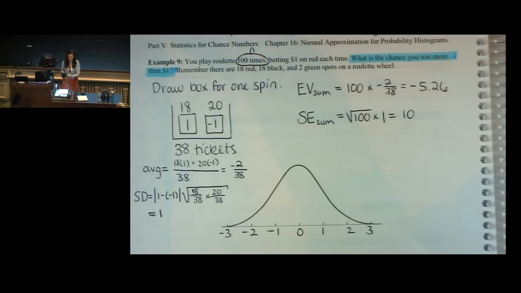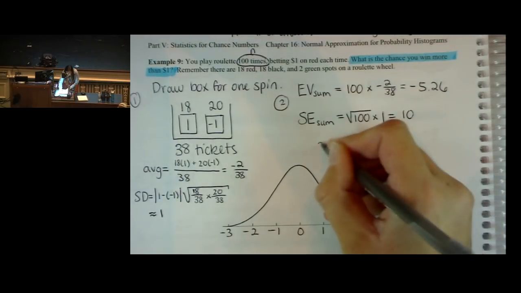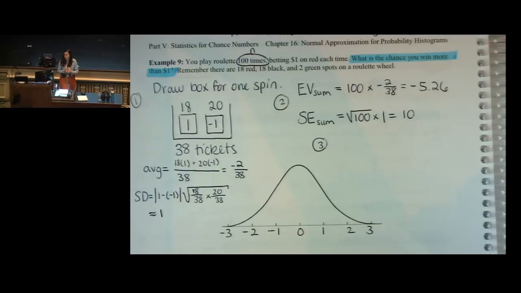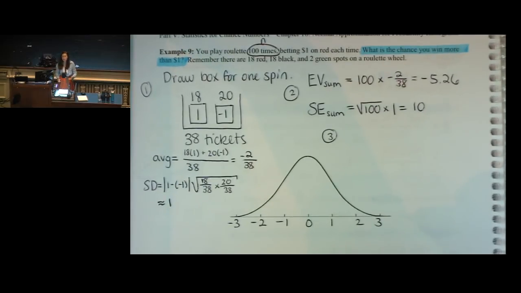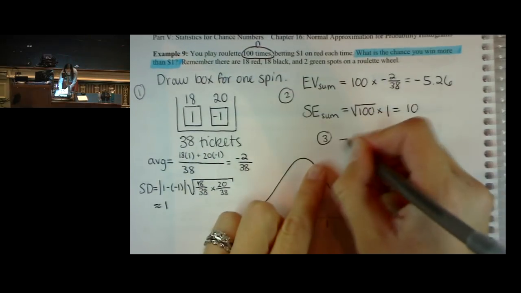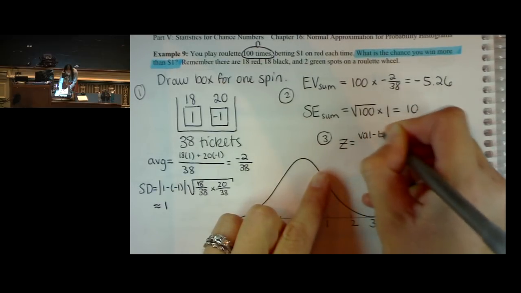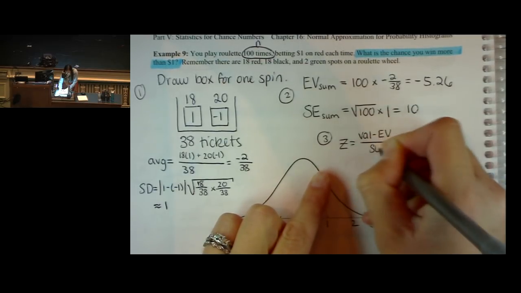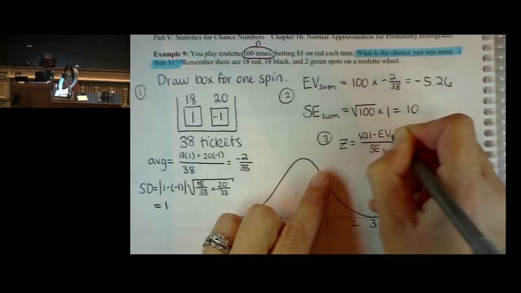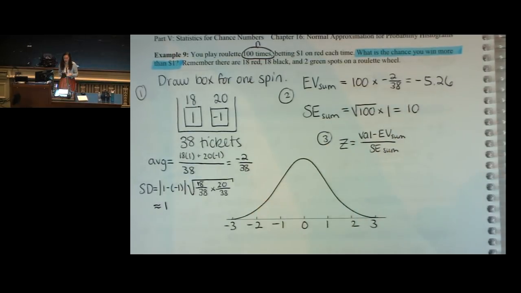Okay, so I did step 1. I did step 2. Now let's do step 3. Step 3 is to convert our value to a z-score. So I'm going to use the same thing we used on the other pages: value minus expected value divided by standard error. And I am, like you guys told me, dealing with sums. And that is a good rule to go by. If it doesn't say average or percent, assume it's sum.